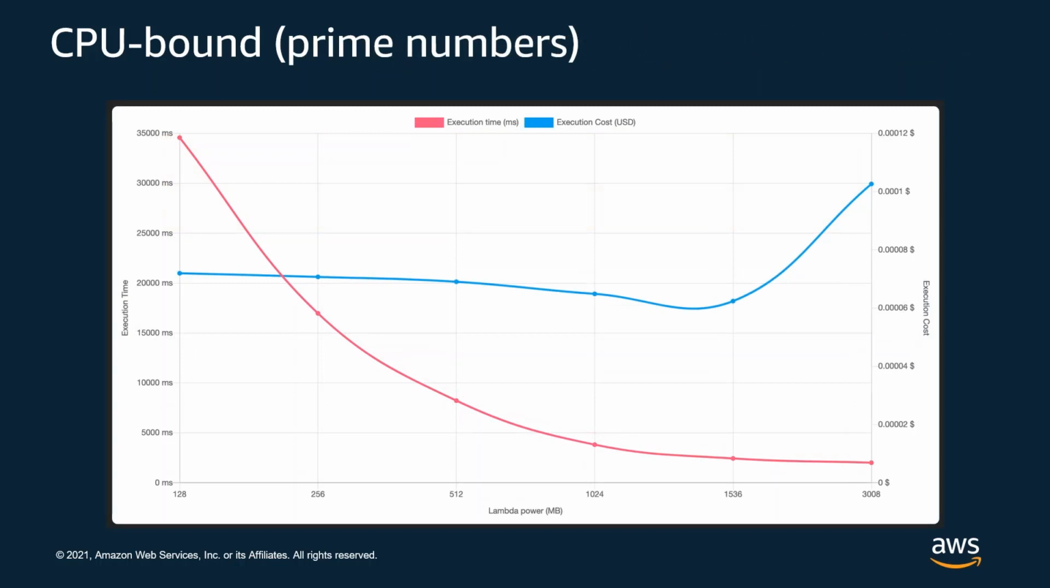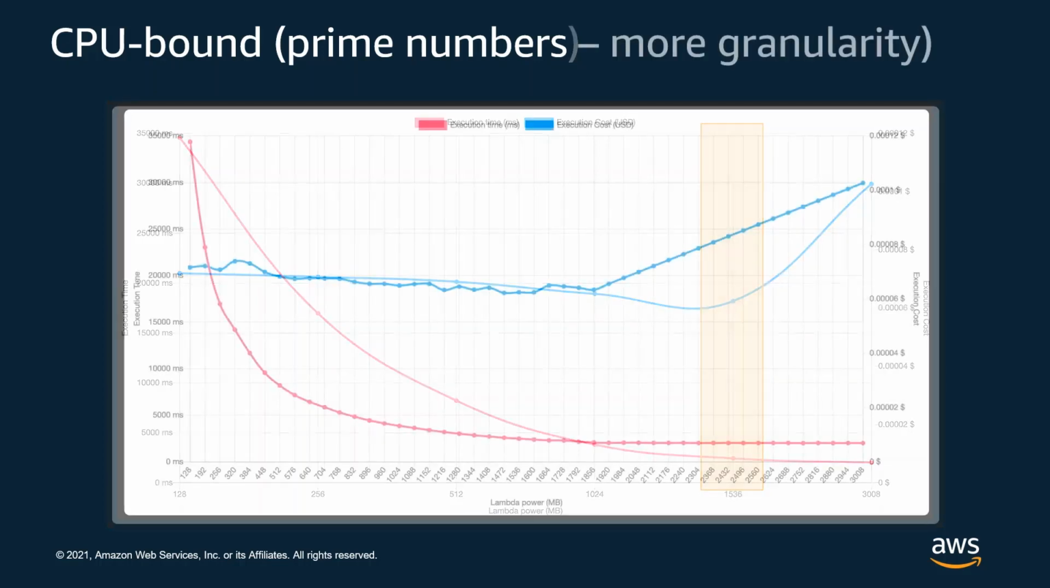Here's another CPU-bound algorithm for calculating prime numbers. It's a very long-running algorithm taking up to 35 seconds. As memory is added, the speed increases, but the cost also decreases until 1.5 gig. On this graph, 1.5 gig is a great optimization since it improves both speed and cost. Now, when you see a result like this, it's worth checking the lower memory bound with more granularity to see if it's even better at 1.3 gig or 1.7 gig.